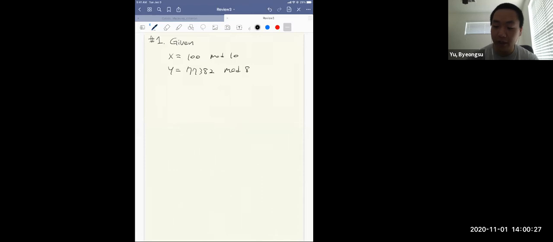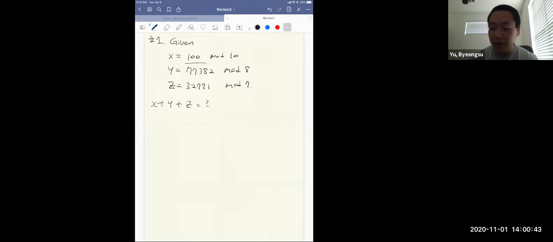So in number one, okay, can you see my screen? Great, yes. In number one, given x is equal to 100 mod 10 and y is equal to 77382 mod 8 and g is equal to 32771 mod 7, we want to find the value x plus y plus g, right?